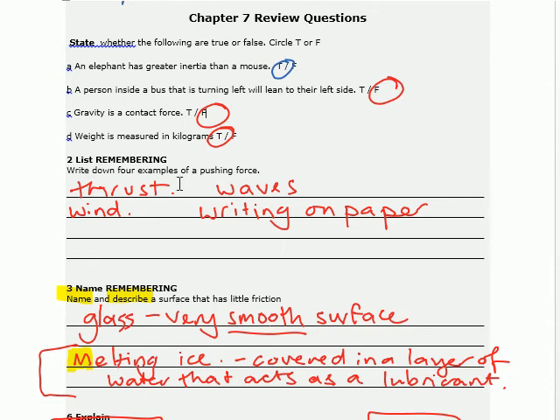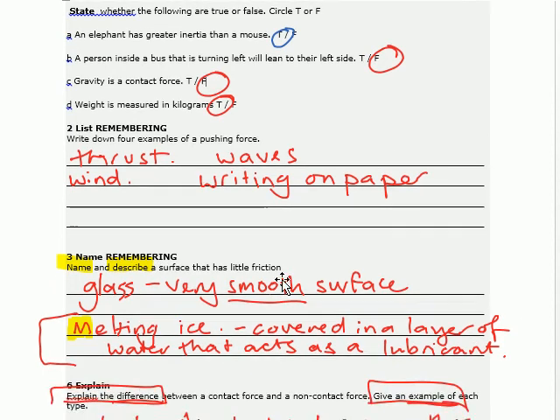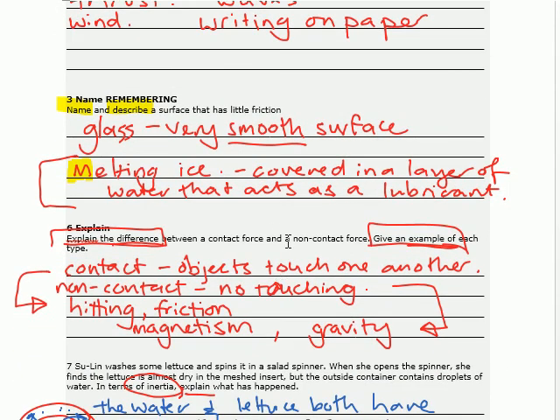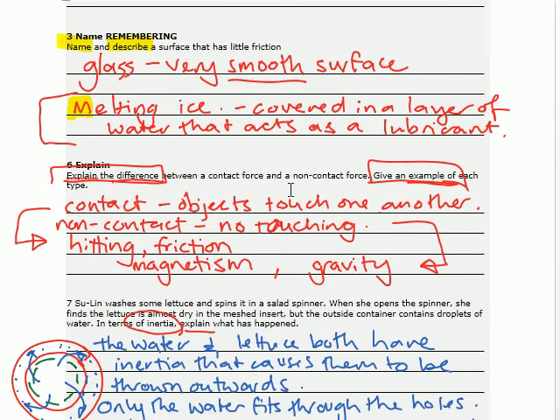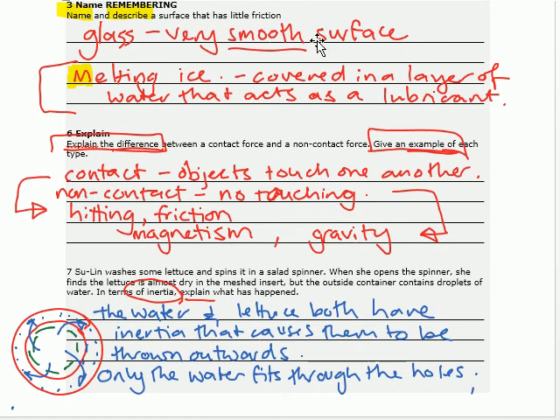Right, examples of a pushing force are just things that push. It's really not that complicated. The next question is about friction. And remember that the more friction something has, the more bumpy it will be. So anything that is very smooth, or anything that has a layer of liquid on it which smooths out the bumps, will have very little friction.